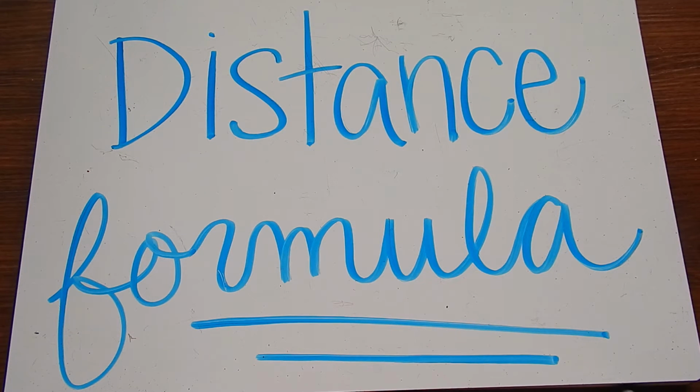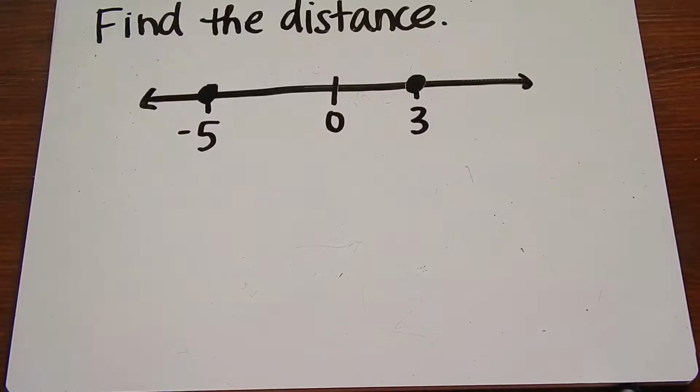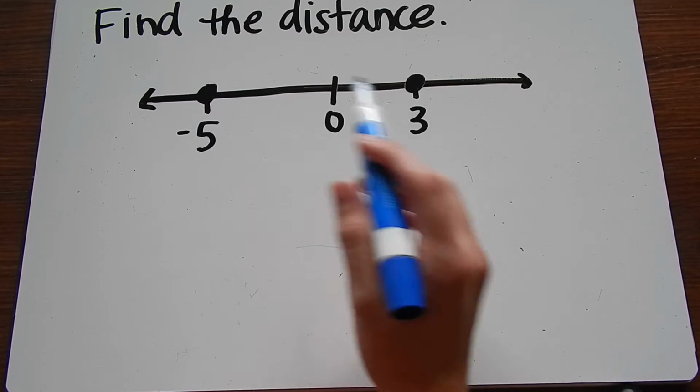Today's lesson is over the distance formula. For our first example, we're going to find the distance between 2 points on a number line. This situation is pretty easy. We don't have to use any formulas. We're just finding how many from here to here.